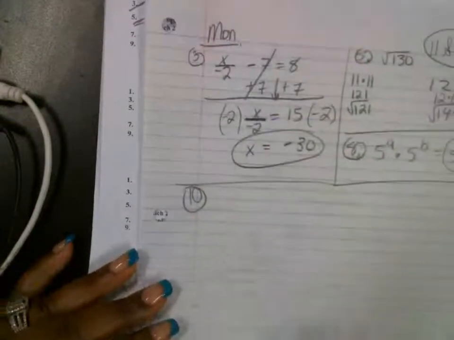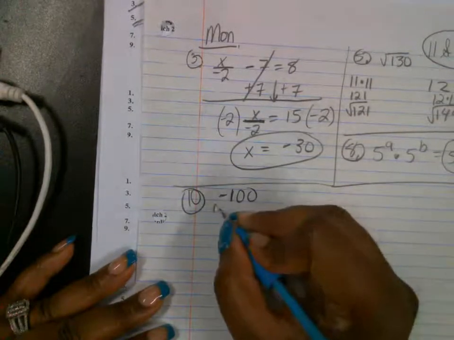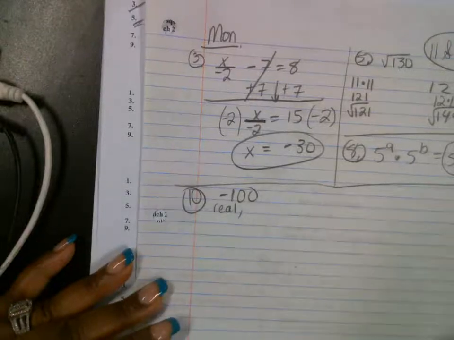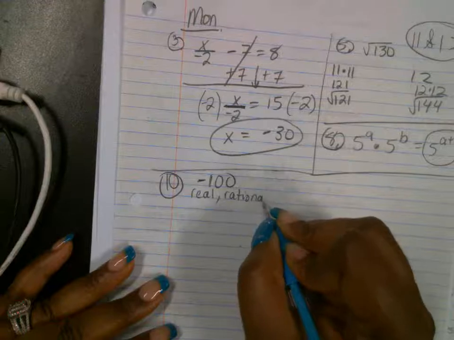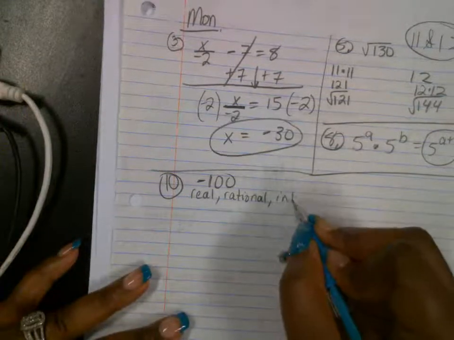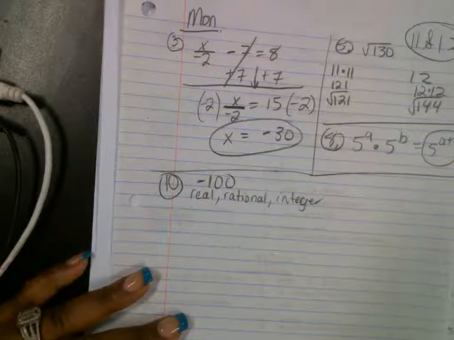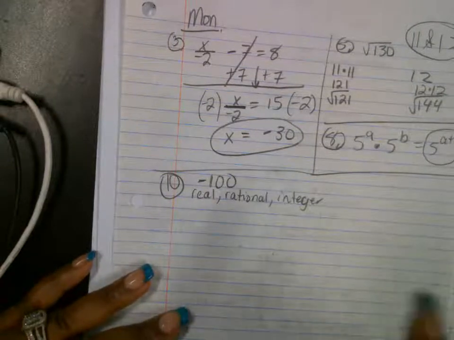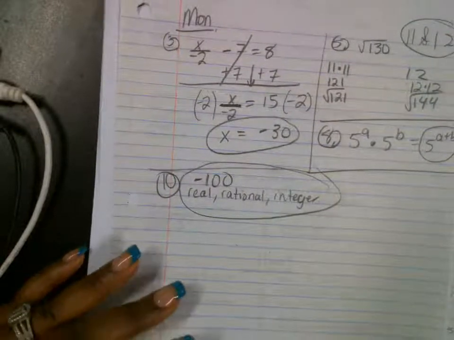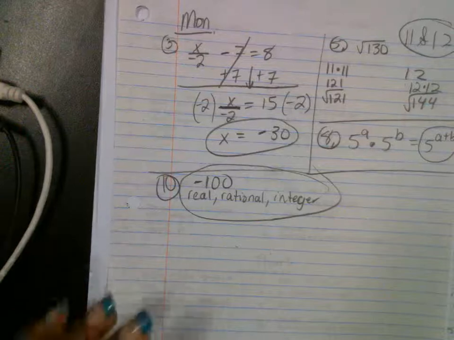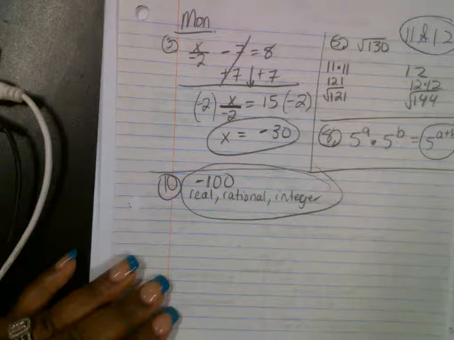Name all the sets that negative 100 belongs to. It is a real number. Is it rational or irrational? Rational. Very rational. Is it an integer? Yes, it is an integer. Is it a whole number? No. It is not a whole number, which means it can't be a natural number either. So these are the groups that it falls in. That's not a real group. It's a characteristic, but it's really not a real group.